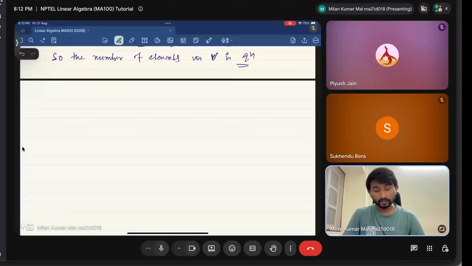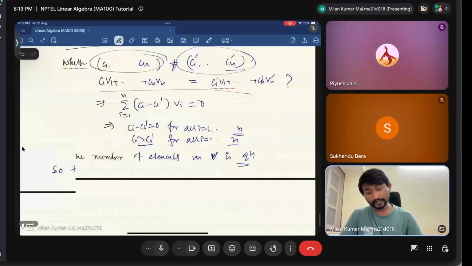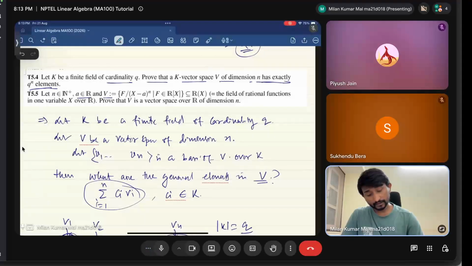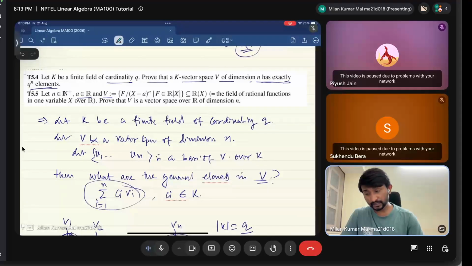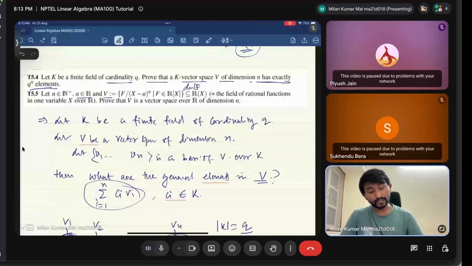Okay, so what is the second question? The second question says: let n be a natural number, a is a real number, and b is the... Here I think there is a mistake, so we should add this: the degree of f is less than n. Prove that V is a vector space over R of dimension n. This is the question.